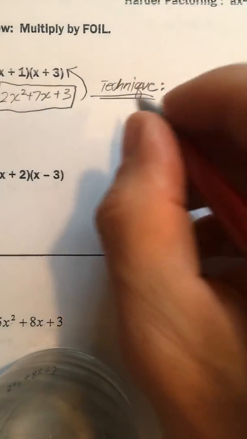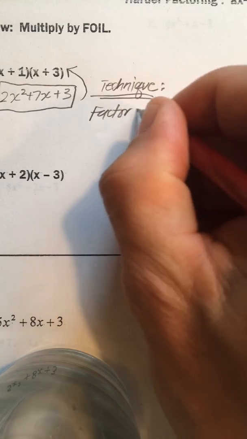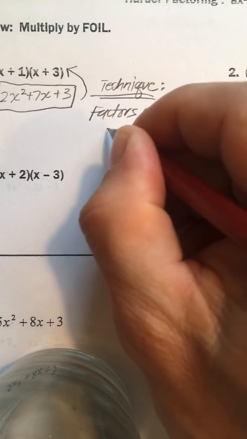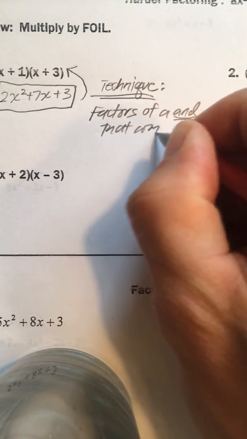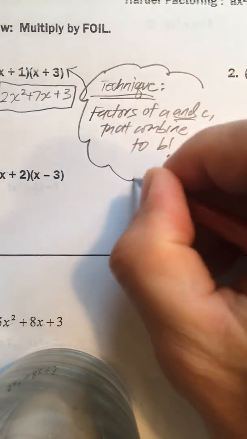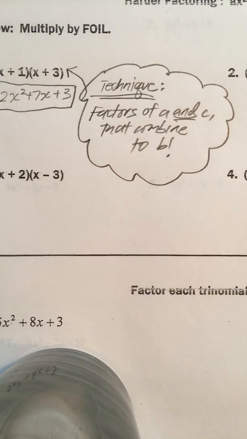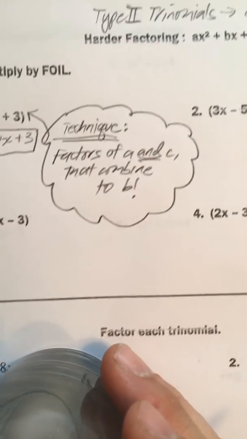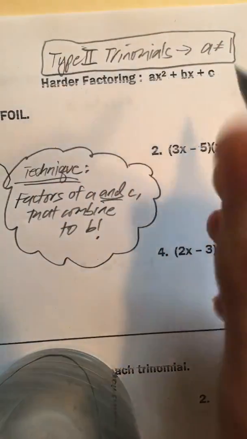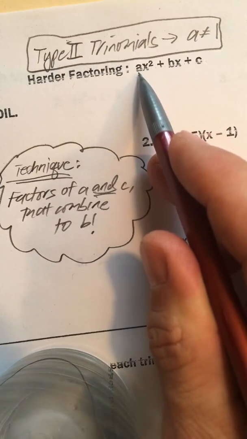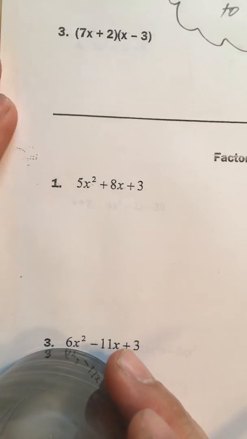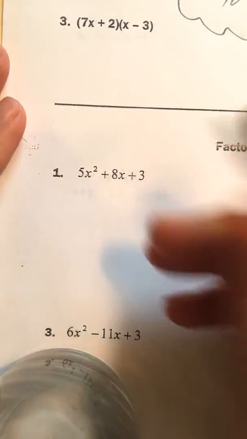Okay, and what we're going to be looking for here are factors of A and C that combine to B. Okay, and that would be the technique that we're going to use for what we're calling here type 2 trinomials, which are trinomials in this form where a is not equal to 1. Okay, so we're going to apply that down below here.